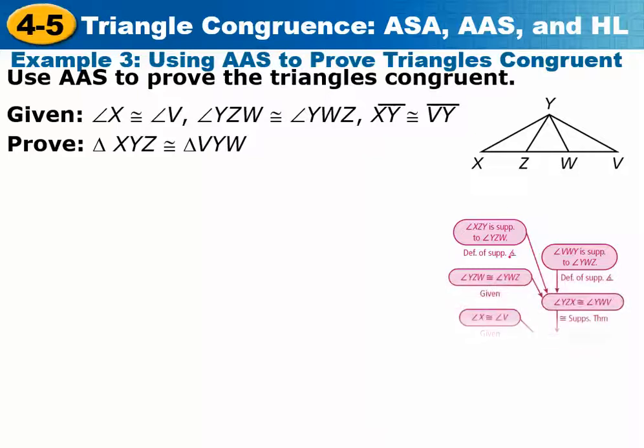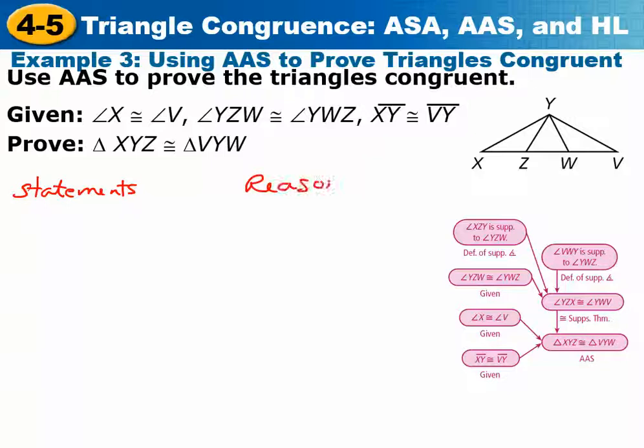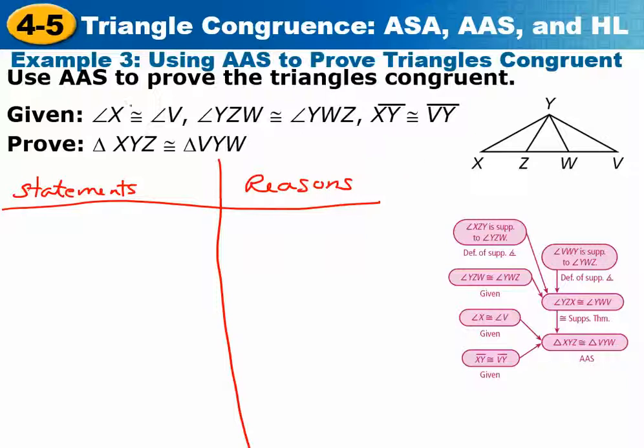So this says to use angle, angle, side to prove triangles congruent. So we are going to put our statements and our reasons. We're going to write a proof. All right, let's see what we're given. As we write down our given, we are going to mark it on our diagram. Very important. Angle X is congruent to angle V.